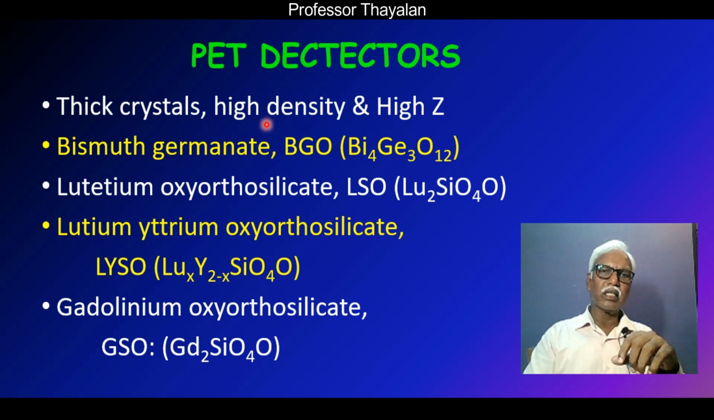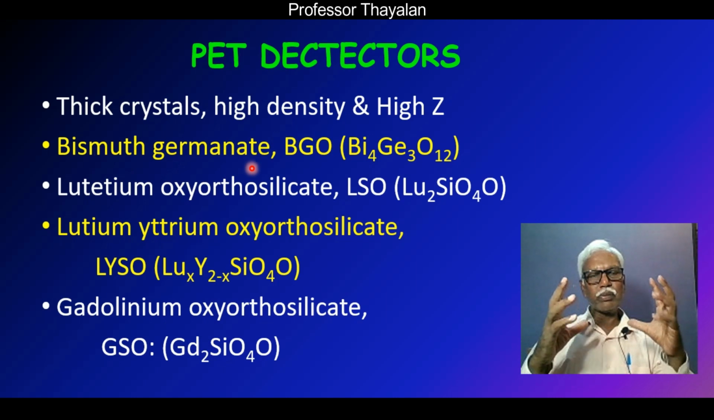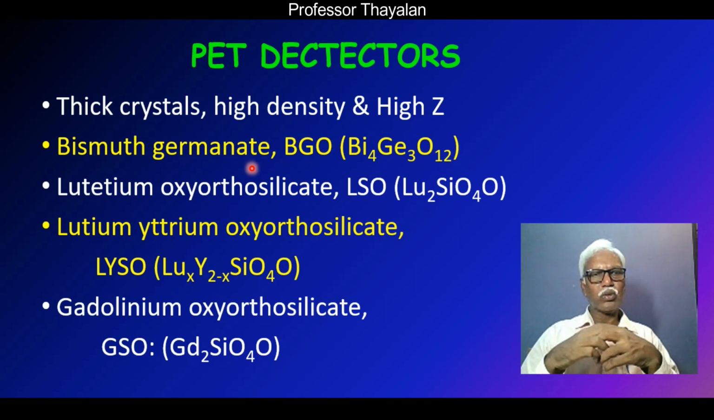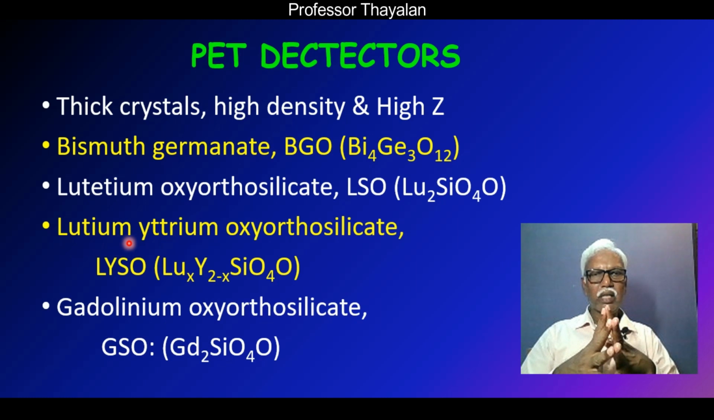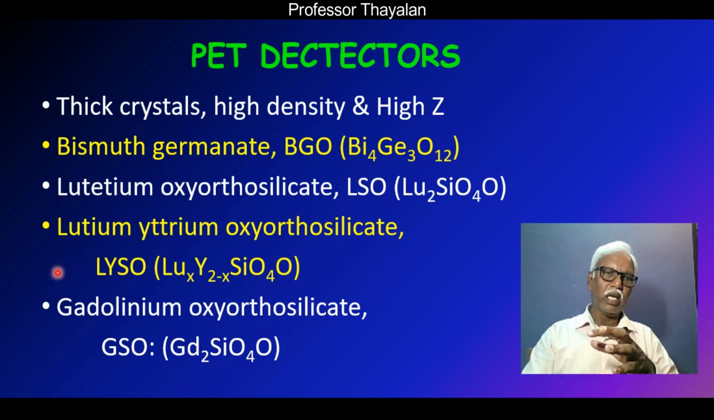There are some scintillation crystals used in PET detectors. Usually these crystals are very thick, with high density and high atomic number. For example, we can talk about bismuth germanate, that is called BGO; lutetium oxyorthosilicate, known as LSO; and lutetium yttrium oxyorthosilicate, known as LYSO.